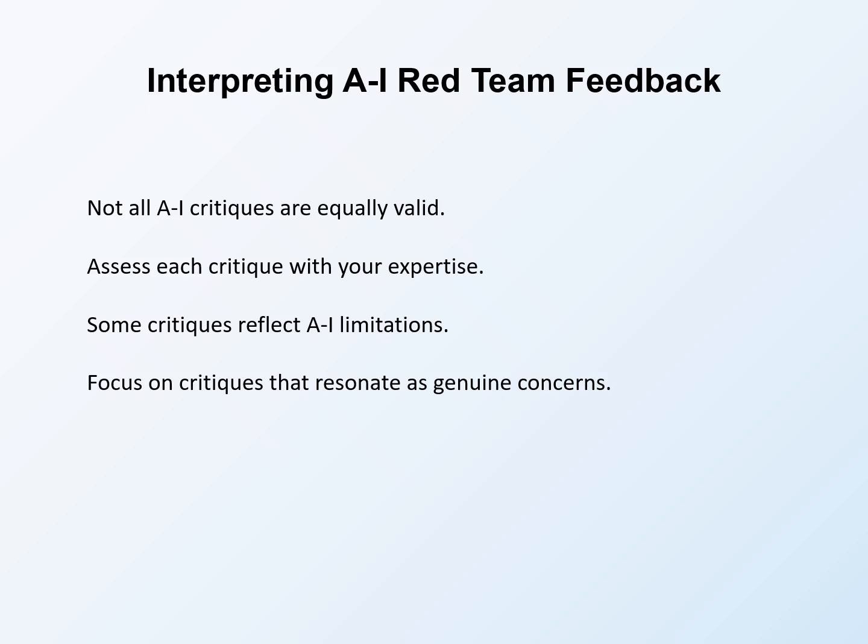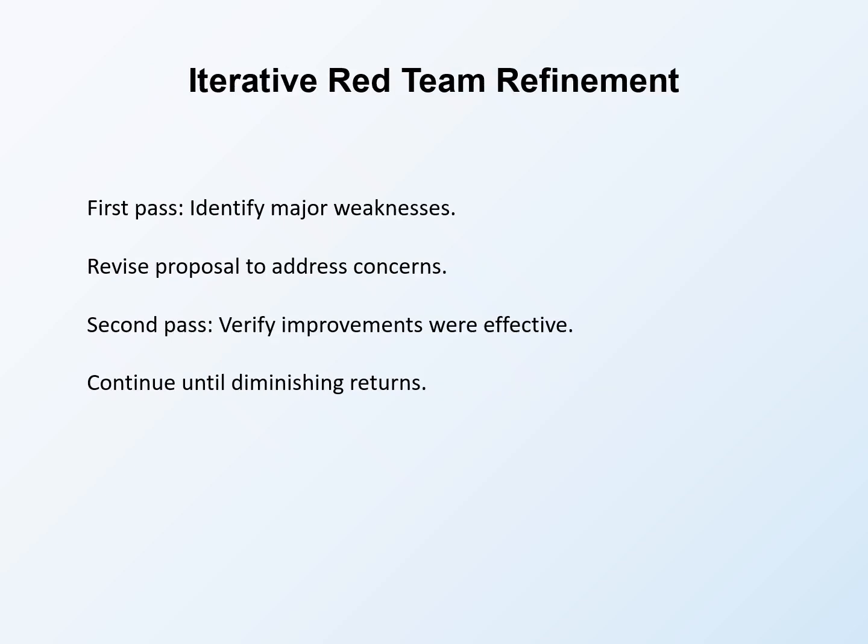If the expert persona, advocate persona, and fiscal persona all flag the same issue, that is almost certainly something worth addressing. AI Red Team Review works best as an iterative process rather than a single pass. In the first pass, identify the major weaknesses in your proposal. Focus on the top 5 to 10 concerns that emerged from your Red Team review. Then revise your proposal to address those concerns. This might involve adding evidence, clarifying logic, strengthening connections to funder priorities, or addressing gaps in your narrative.